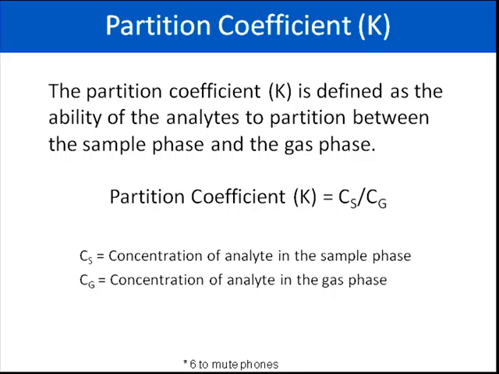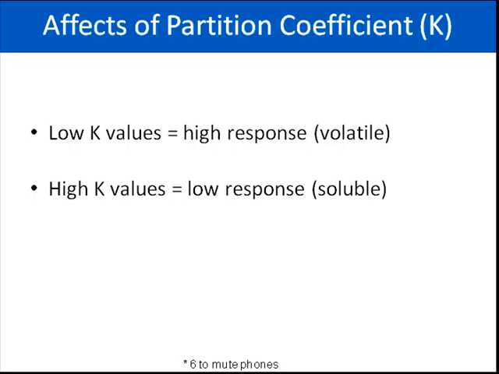So you can make the analogy there that those are the types of analytes that want to get out of that sample matrix. They want to move into that headspace. So samples that have low partition coefficients are going to be the easiest ones to analyze. Those that have higher K values, or higher partition coefficients, generally give us a lower response. They are very soluble. They do not want to leave the sample matrix that they're in.